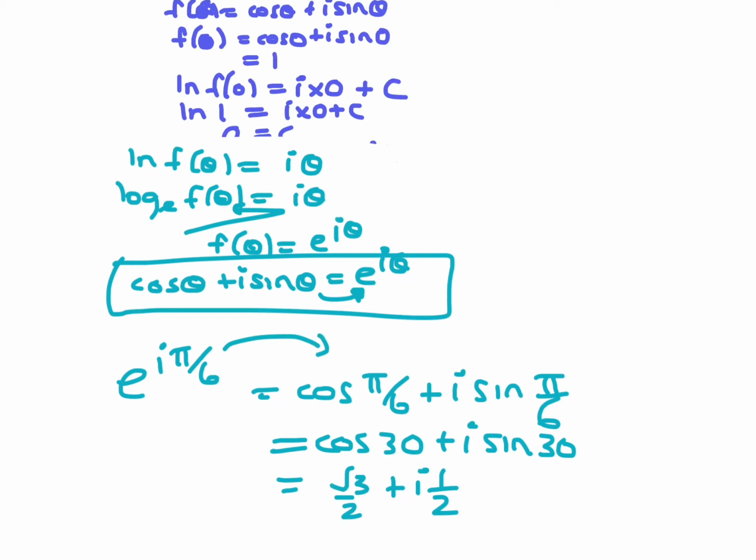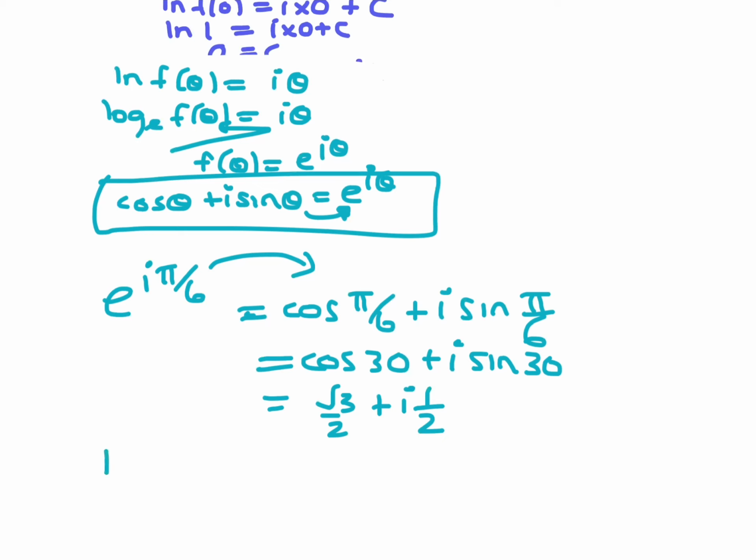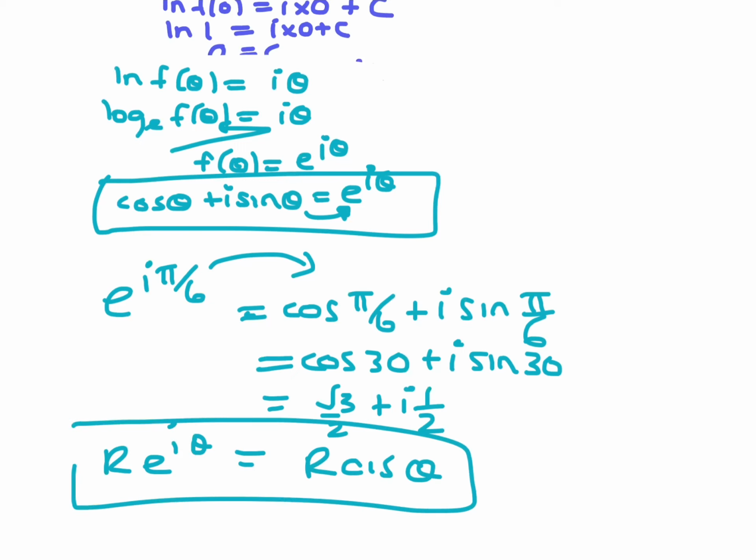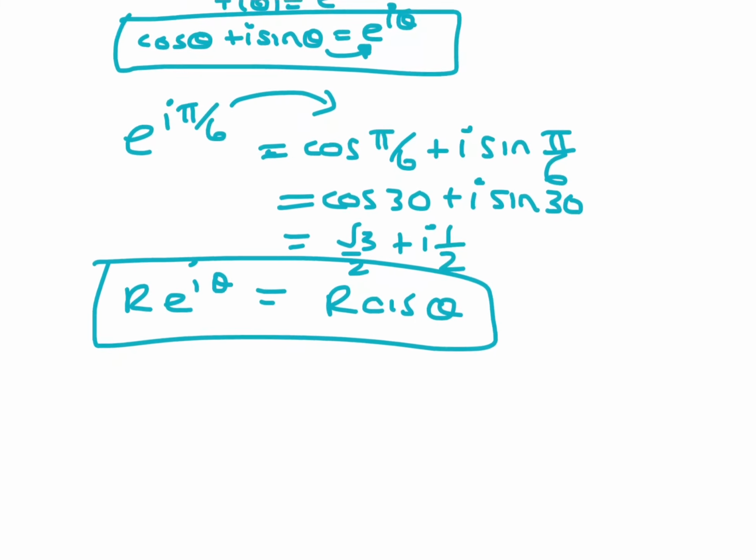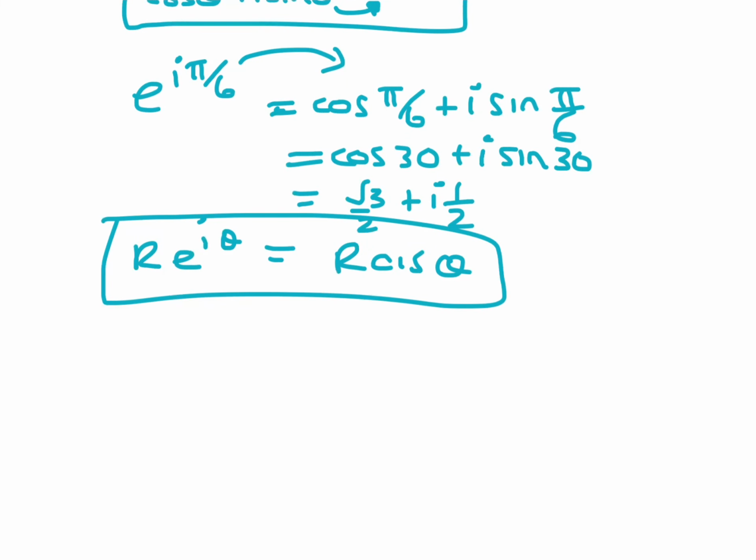So that's going from Euler's rule to putting it into mod arg form. Basically, if you have e to the i theta, that will be equal to r cis theta. And that just makes putting things into mod arg form quite easy.